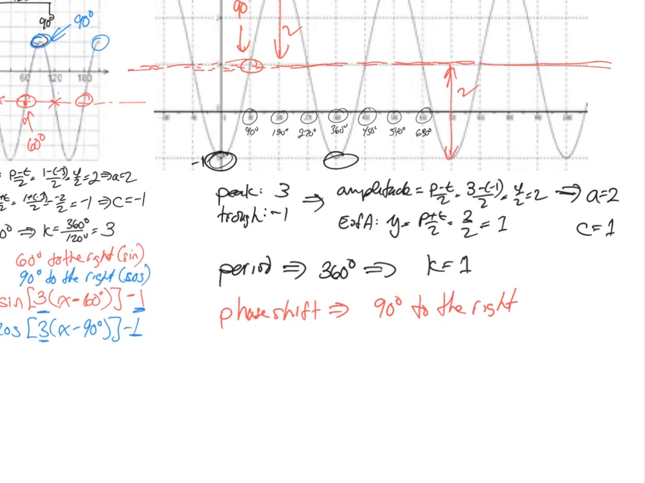So therefore, my equation for sine would be y is equal to, my a value is 2, times the sine. Since my k is 1, I'm just going to have one set of brackets. And my phase shift is going to be x minus 90 degrees since it's to the right. And this graph is shifted up by 1.